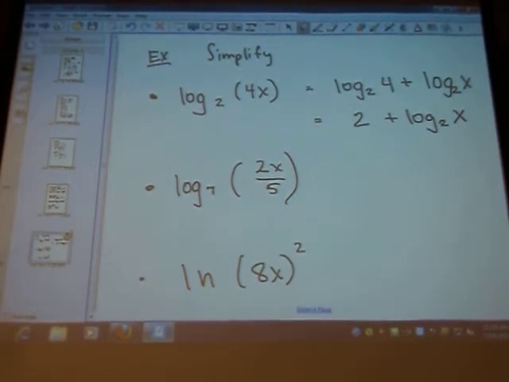Okay, let's work on it then. What do we think we might be able to do with this one? What's going on with this one? We need to subtract them, right? We need to subtract them, okay?